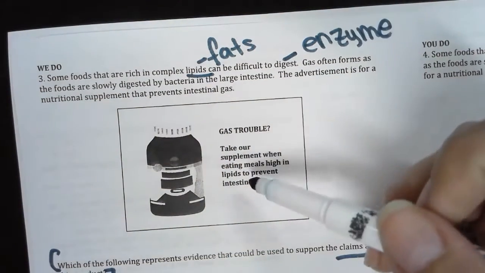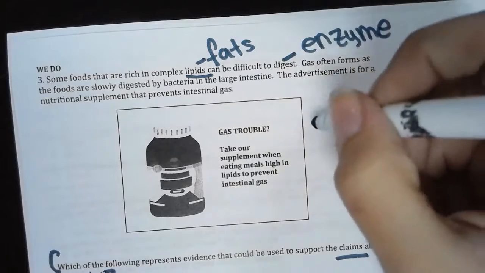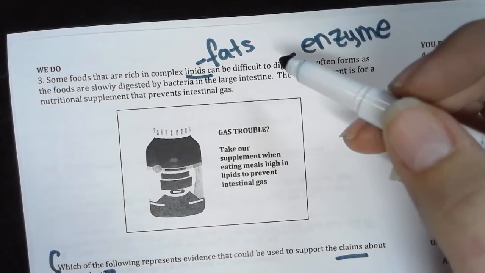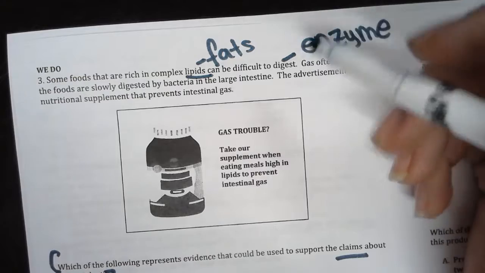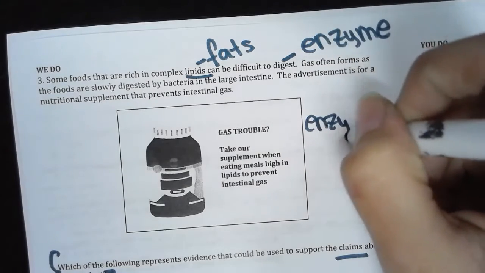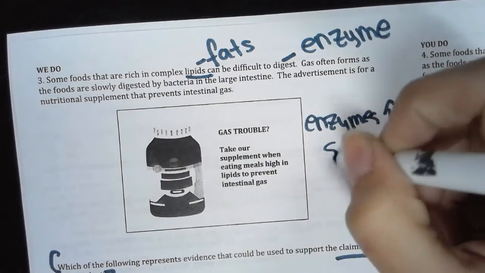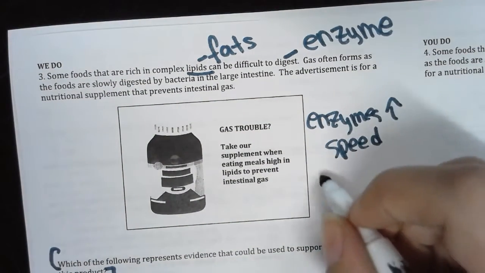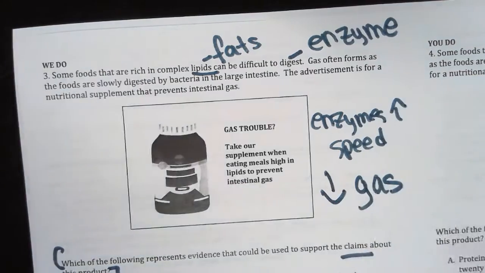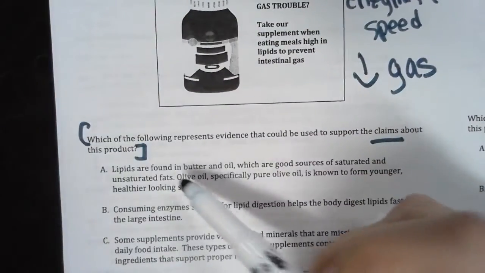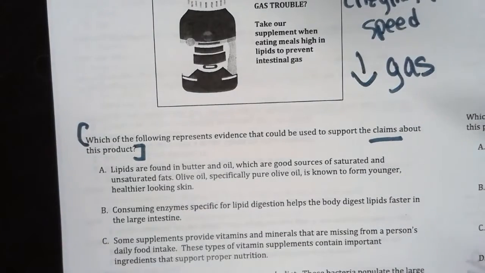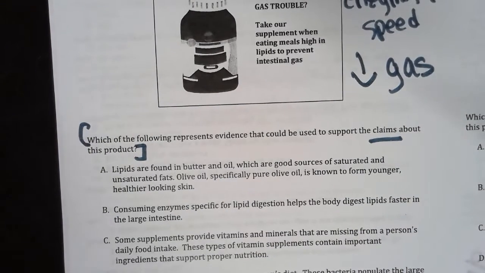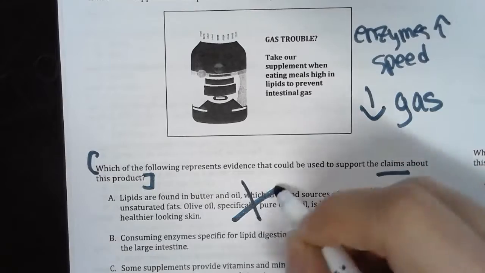All right, so basically this supplement is going to increase the amount that fats are digested so you don't get gas. Remember, enzymes increase speed. So if I'm increasing the speed of digestion, that means that I'm going to lower the amount of gas. So let me go through my answer choices. So A, lipids are found in butter and oil, which are good sources of saturated and unsaturated fats. Olive oil, specifically pure olive oil, is known to form younger, healthier looking skin. Okay, great, fun fact, but not at all what this is talking about.